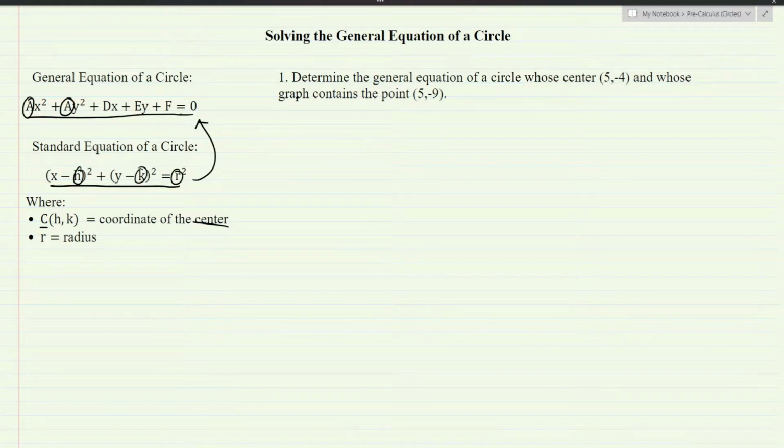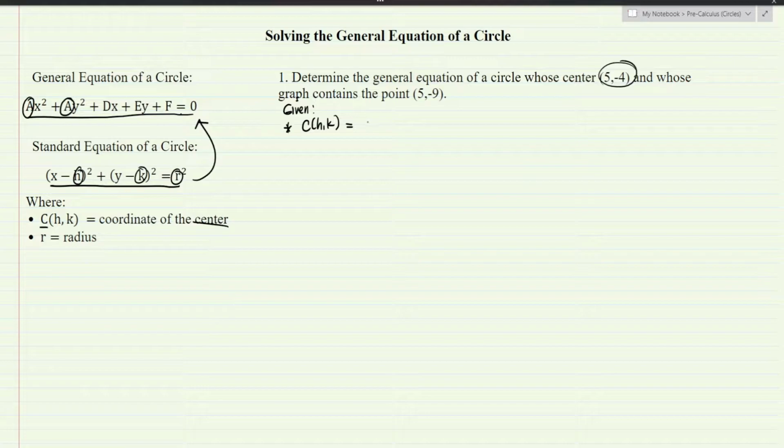Let's now solve problem number 1. Determine the general equation of a circle whose center is at 5, -4 and whose graph contains the point 5, -9. So I will start here by writing down the given, starting with the coordinate of the center at h, k, and I will equate that one to this coordinate here.